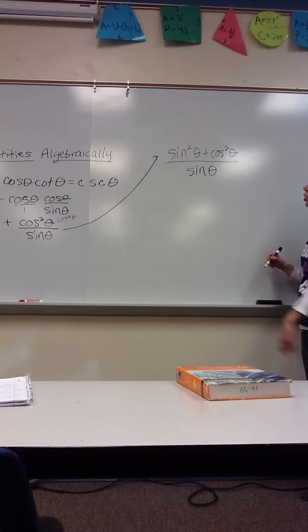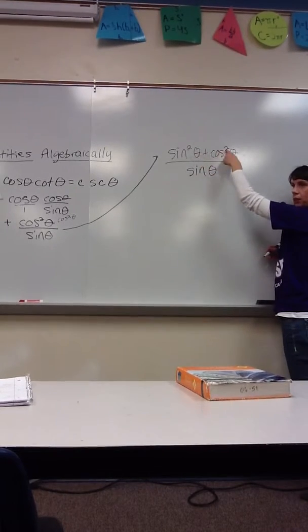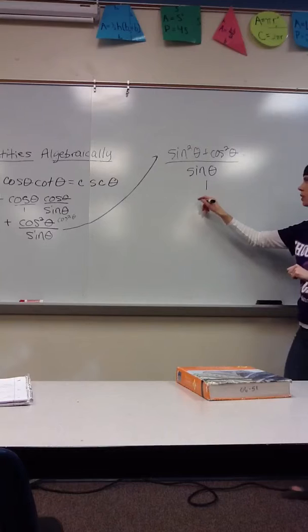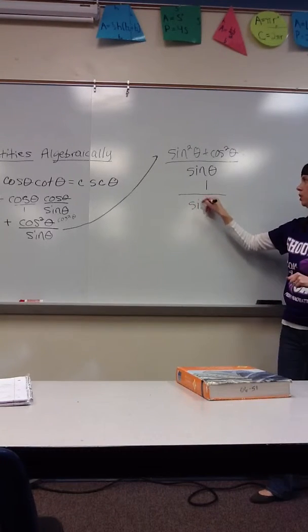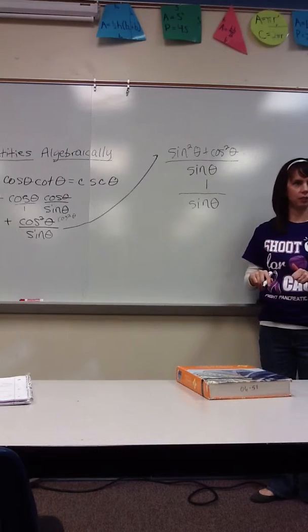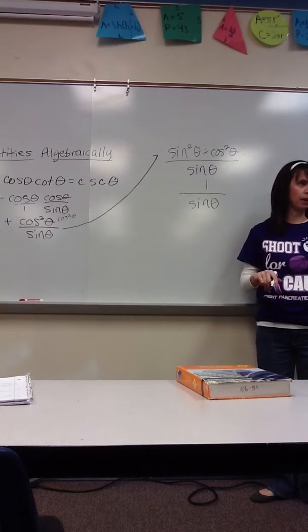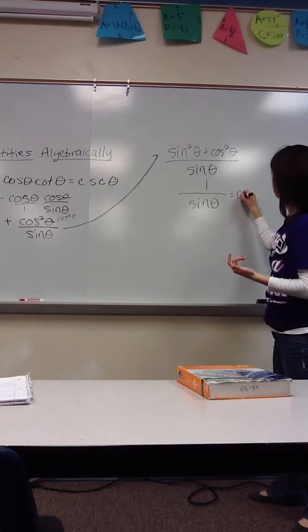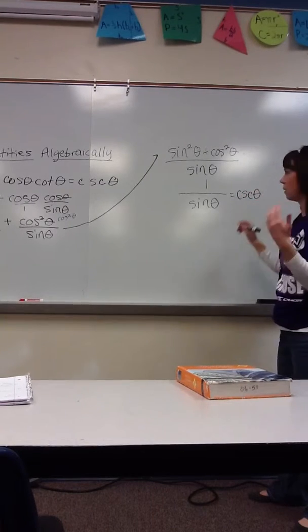What is this? You should recognize that. It's 1. Pythagorean theorem identity. So really, what you have is 1 over the sine of theta. What is 1 over the sine of theta? See, isn't that what we wanted? Wow, that looks so simple. So that one wasn't so bad.